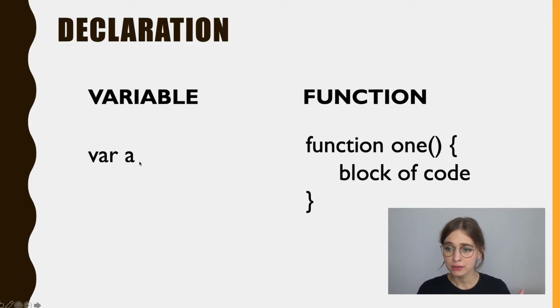We can also declare functions, not only variables. Again, we use the keyword function, then the name of my function, but it's totally up to you. You could use a totally different name, then empty brackets, and then in the curly braces goes the block of code, the thing that this function would actually do.